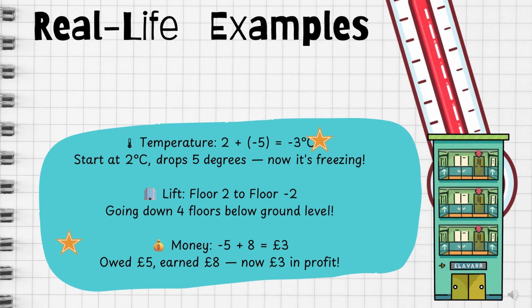Negative numbers are used in real life all the time. Let's look at 3 examples. First, temperature. If it's 2 degrees and the temperature drops 5 degrees, we calculate 2 plus -5. The answer is -3 degrees.